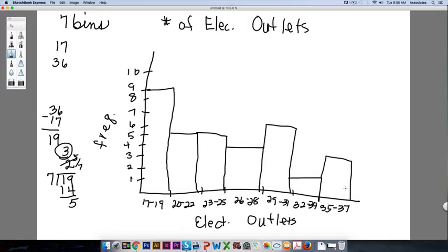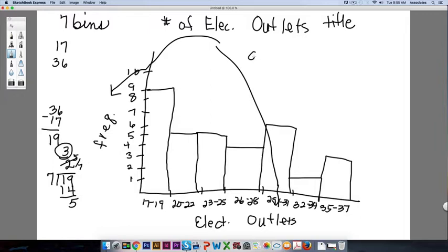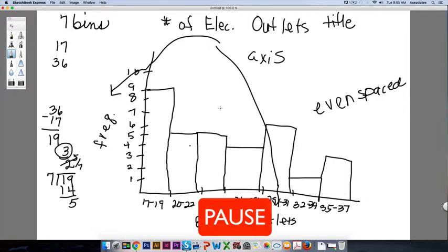Things I'm looking for when I grade this: I'm looking for a title. I'm looking that your axes are labeled. I'm looking for evenly spaced. I'm looking for that the bars actually touch. And then I'm looking for the accuracy in your bars. So that's exactly what I'm looking for to get all your points. All right, if you need to pause and discuss it a little further, go ahead, and I'll meet you back here in a minute.